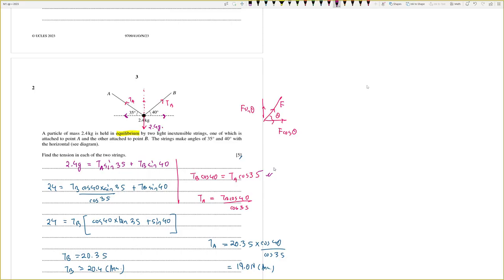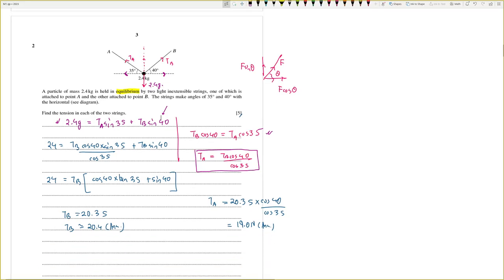And on the other hand, the vertical components: the weight, 2.4 g downward force, is equal to the summation of the upward forces, TA sine 35 plus TB sine 40. That's what I did over here. Now I made TA the subject as TB cos 40 by cos 35, and we input that into this equation. In the place of TA, I input TB cos 40 by cos 35, and finally we can take TB common. We actually get TB cos 40 times tan 35, because sine 35 by cos 35 is tan 35, plus sine 40.